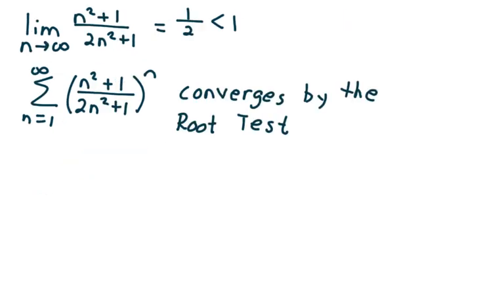Now, if we look at the limit as n goes to infinity of n squared plus 1 over 2n squared plus 1, we get a half, and that's less than 1. And so what that tells me is that the summation from n equals 1 to infinity of (n squared plus 1 over 2n squared plus 1) to the nth power, that series converges by the root test.